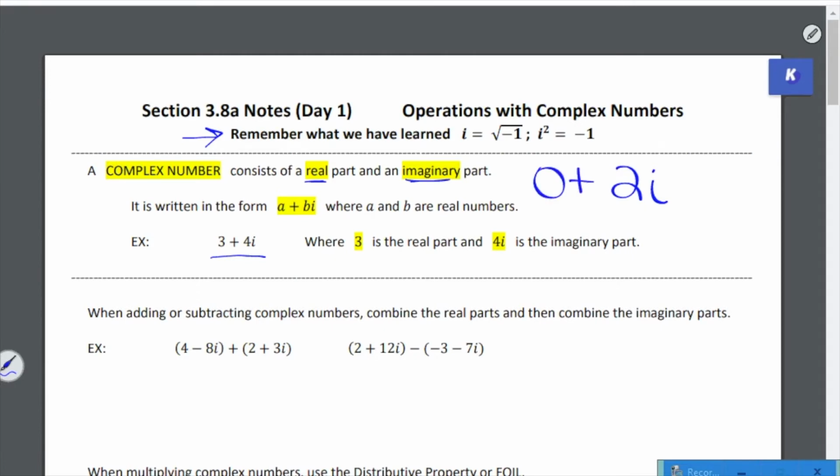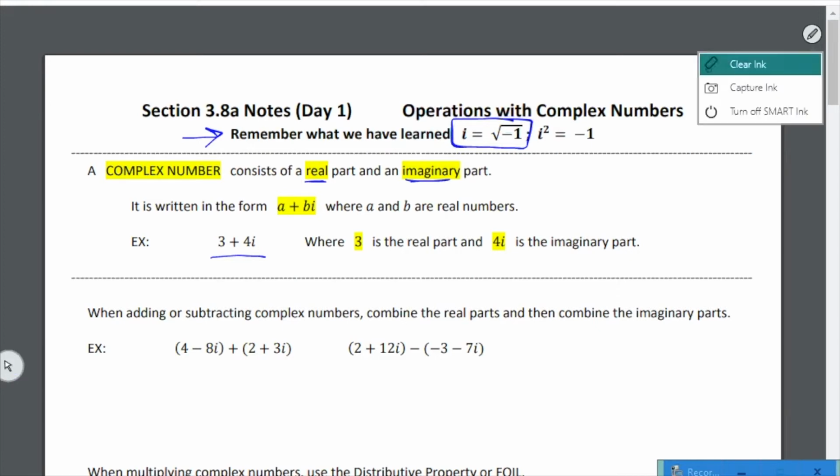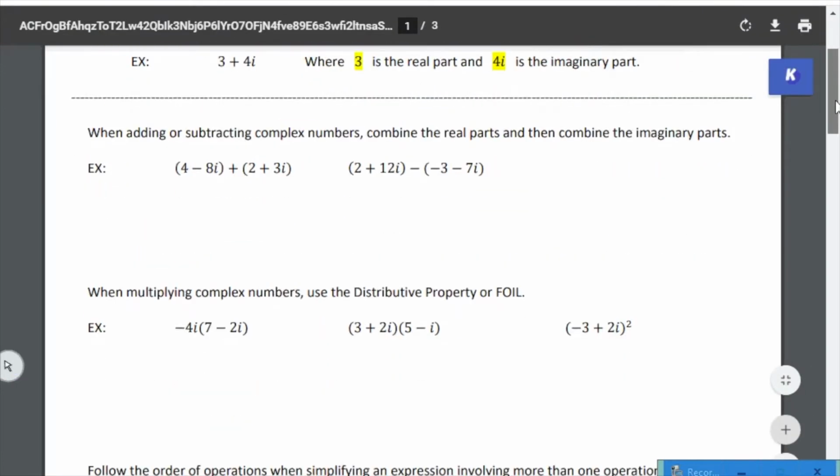So just keep those things in mind, that all numbers are complex, but we're going to be dealing with complex numbers that have that imaginary part in it that we have not ever worked with before. So keep in mind what i means, and then we'll talk about this as we go through. And i works like any other variable we have worked with before.